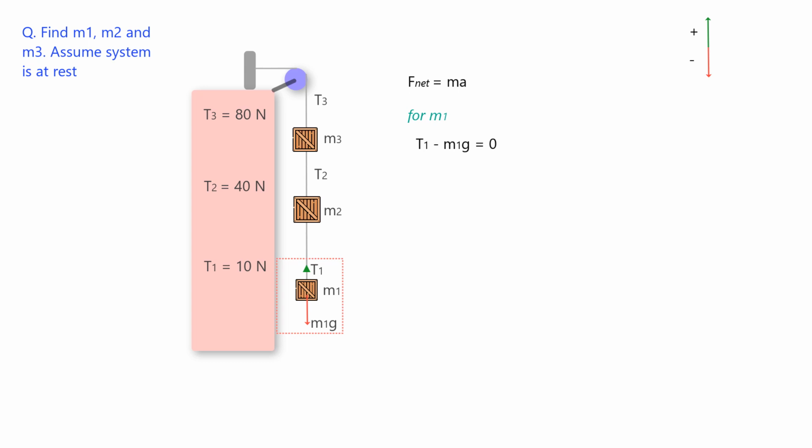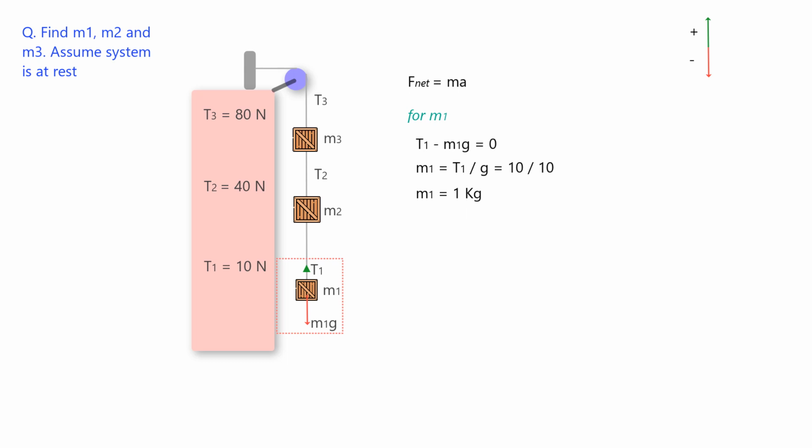And this should equal 0 because it's also given in the problem that the entire system is stationary, which means a is 0, making the right hand side 0. So if this is the case, what you'll find is that M1 is equal to T1 upon g, and we know the value of T1 is 10 newtons, and for the sake of simplicity, we'll take the value of g as 10 meters per second squared, which gives the mass M1 as 1 kilogram.